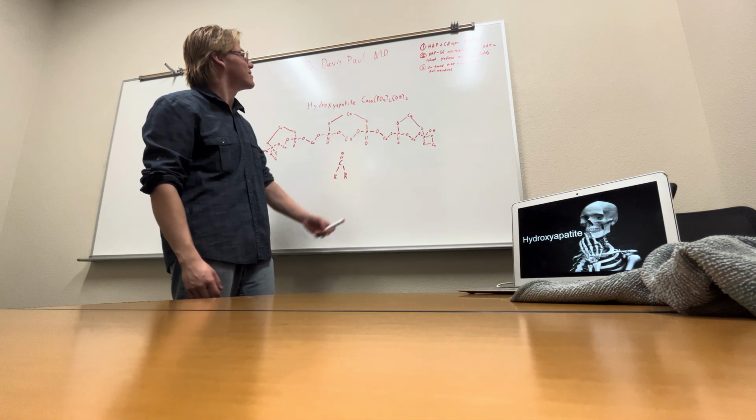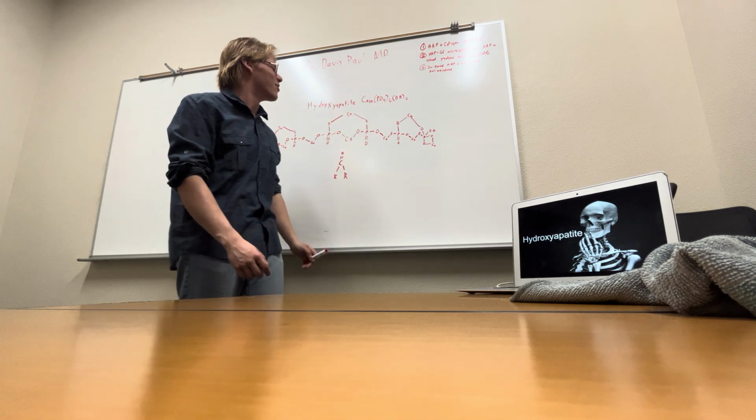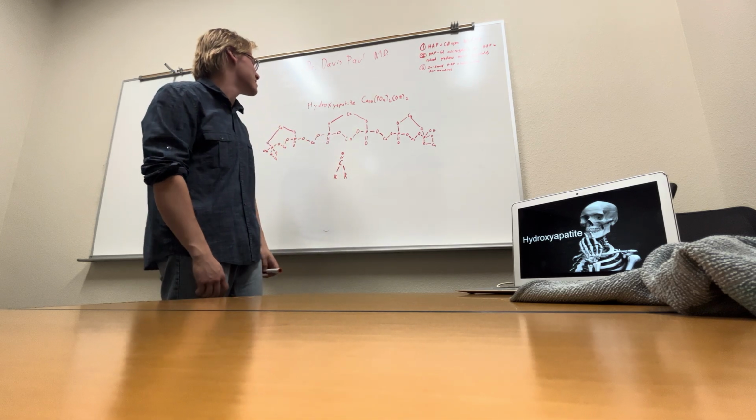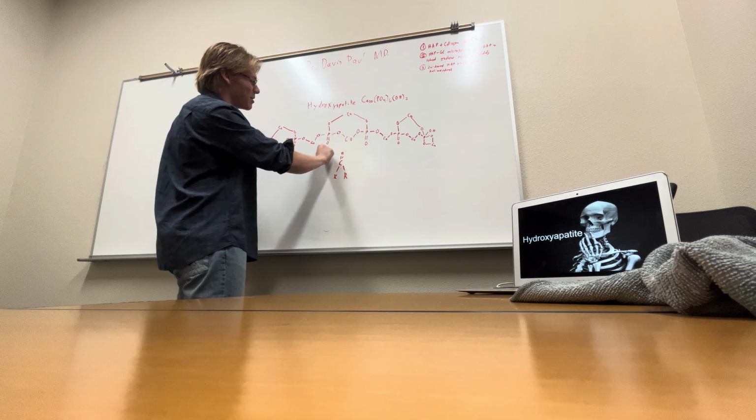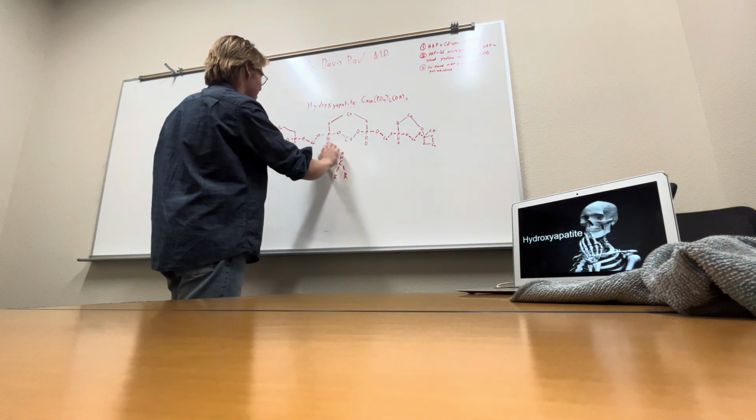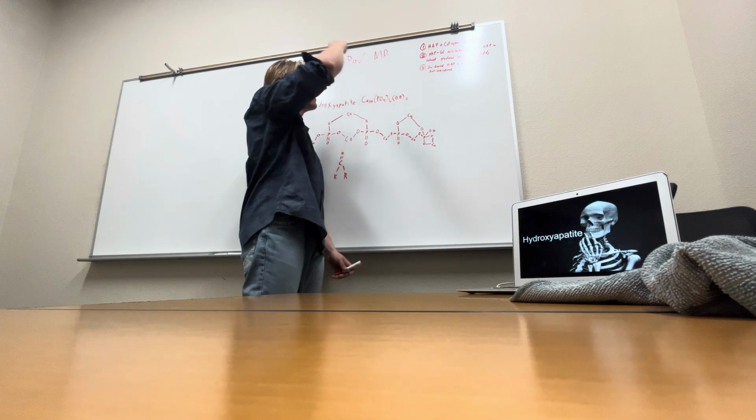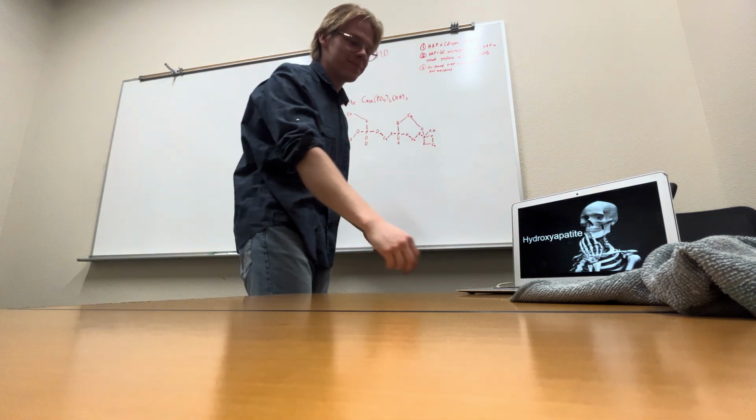Davis Paul, MD. Today we're going to be going over hydroxyapatite and its clinical uses as far as osteopathic therapies. Don't worry about this. This is going to be the molecular structure of hydroxyapatite. Again, it's going to be Ca10(PO4)6(OH)2. So let's just dive right into it.